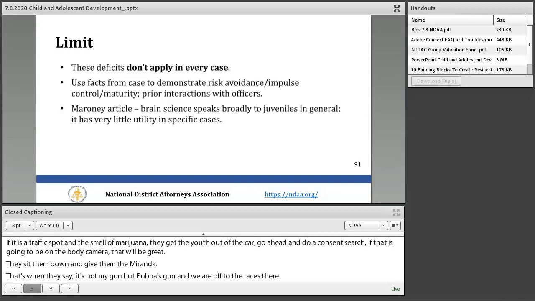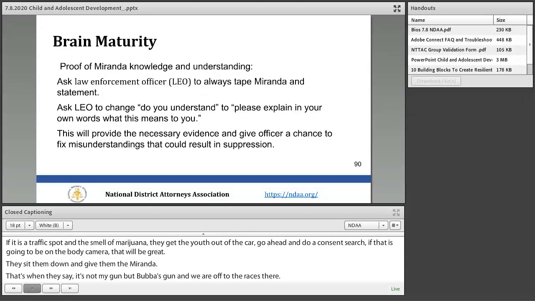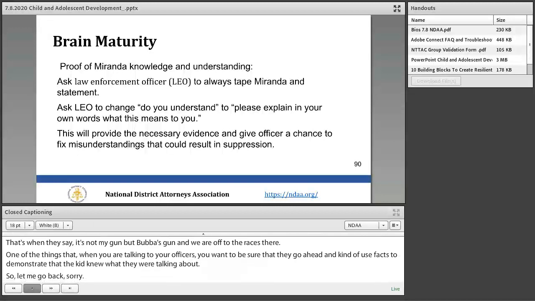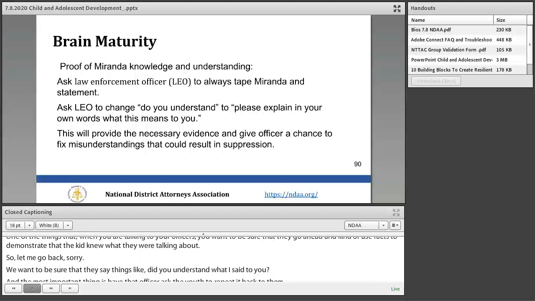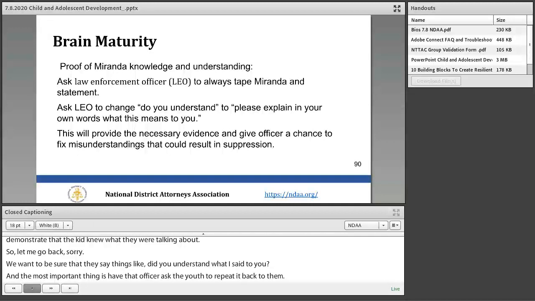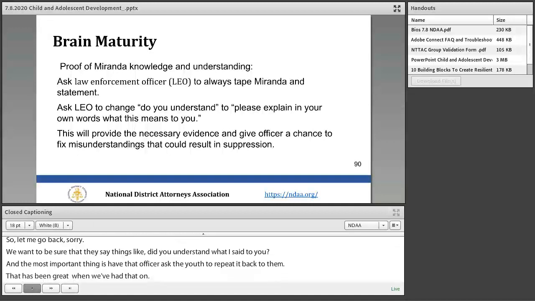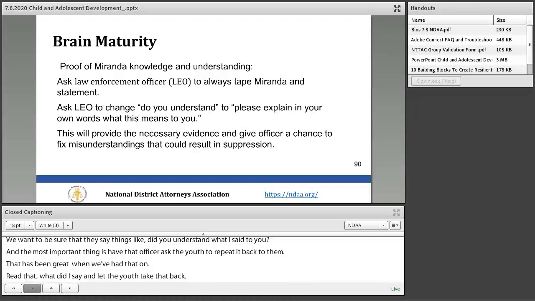One of the things when you're talking to your officers, you want to be sure that they use facts to demonstrate that the kid knew what they were talking about. So we want to be sure that they say things like, did you understand what I said to you? And the most important thing is have that officer ask the youth to repeat it back to them. That has been great when we've had that on the recording: I've read these rights to you, as I've read them to you, what do you think I'm saying, and let the kid say it back.